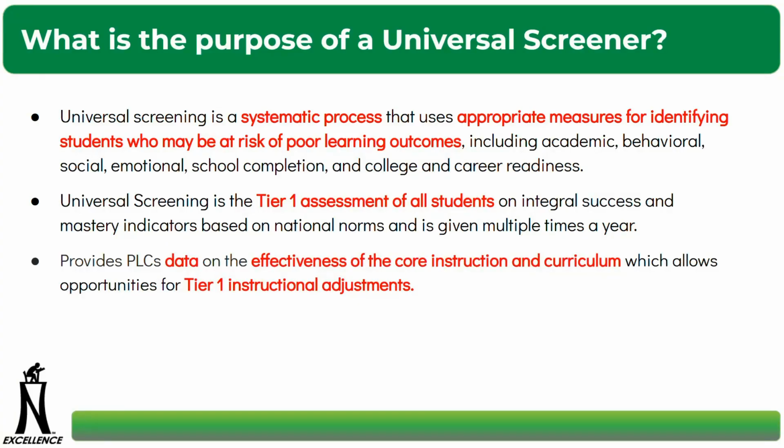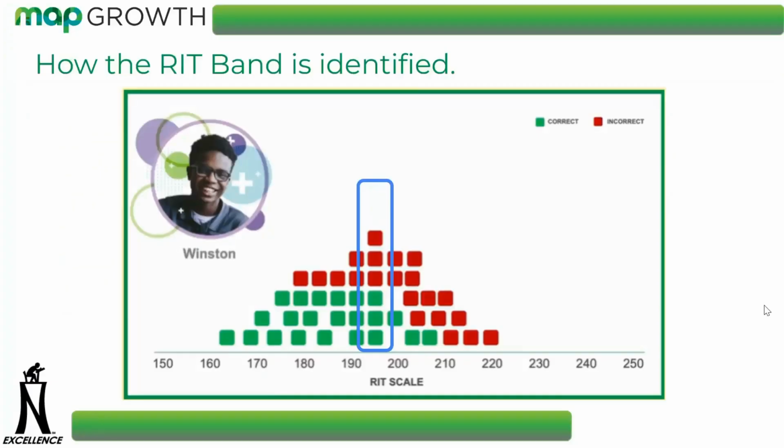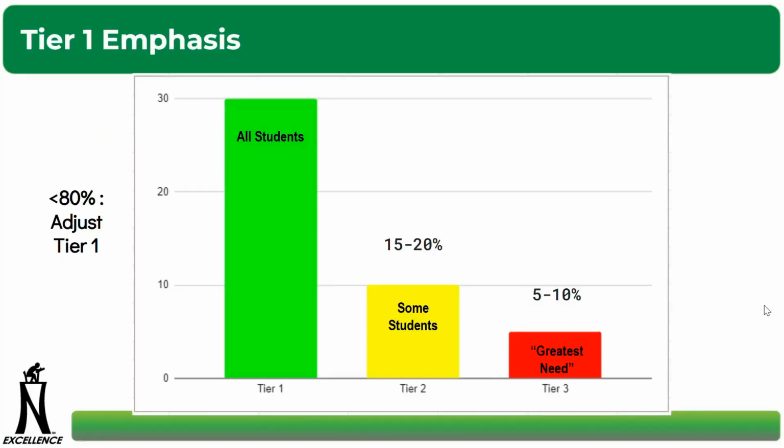It also provides data for our PLCs to check the effectiveness of core instruction and curriculum. And then we also look at our Tier 2 and our Tier 3 students to provide support. So again, our emphasis is Tier 1, which should target 80% of our students. Our Tier 2 should be about 15 to 20% of our students. And then our Tier 3, which is our greatest need, should be our Tier 3 students.